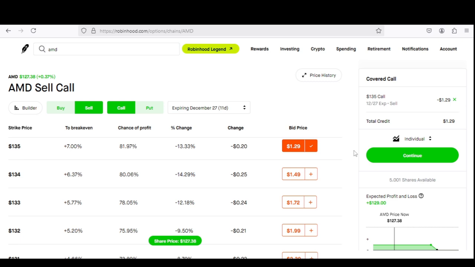Now, here's the bad thing. The bad thing is you're going to lose your LEAPS. And the good thing is you're going to make $900. So this strategy is what I always refer to as a win-win strategy.